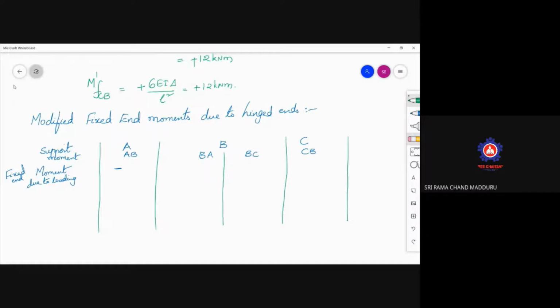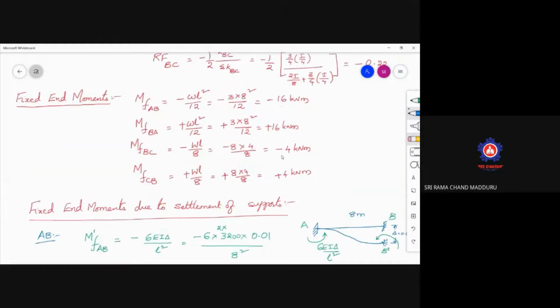The fixed moment due to loading is written, which at AB is minus 16, which we have written as WL squared by 12. So substituting the values, we got a value of minus 16, whereas here this is plus 16. All the values are in kilonewton meter. This is minus 4 and this is plus 4. I'm just writing these values: minus 16, plus 16, minus 4, plus 4.